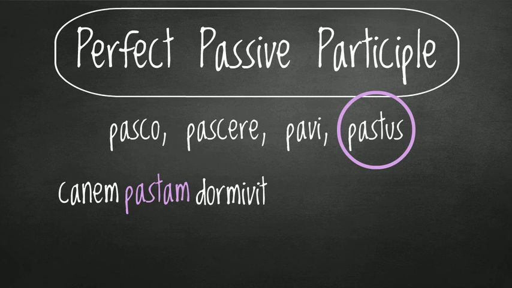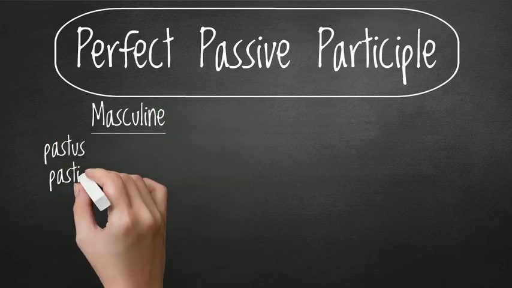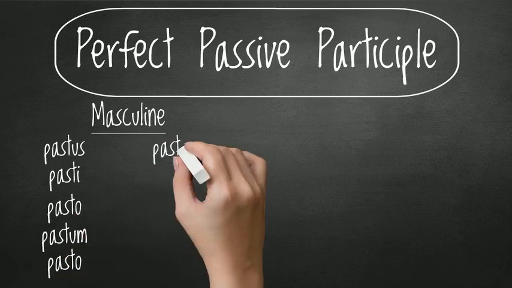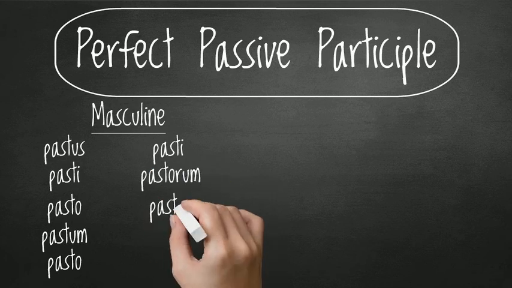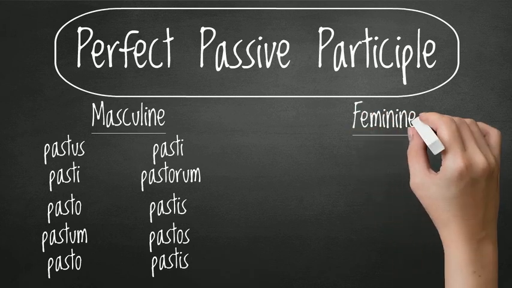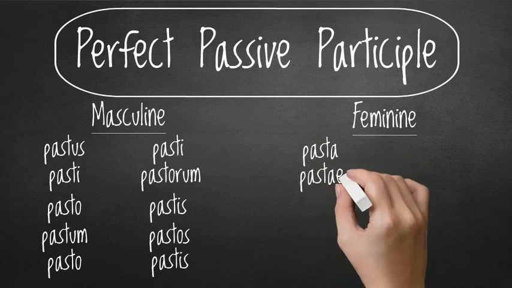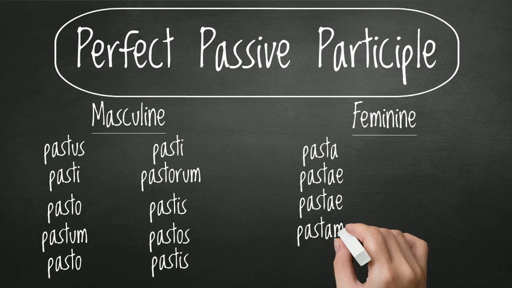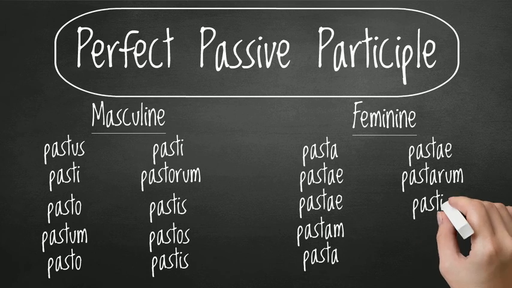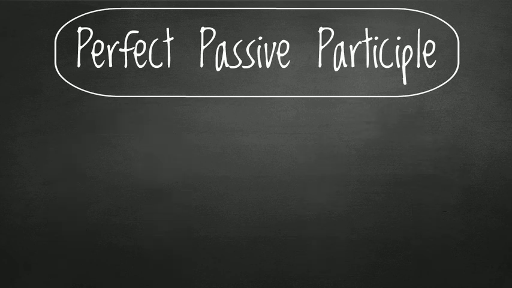Let's look at this perfect passive participle declined in its entirety. Here are the masculine endings. Us, i, o, o, i, orum, is, os, is. And here are the feminine endings. A, ae, am, a, ae, arum, is, as, is. These should seem very familiar to you. They're just the first and second declension endings.